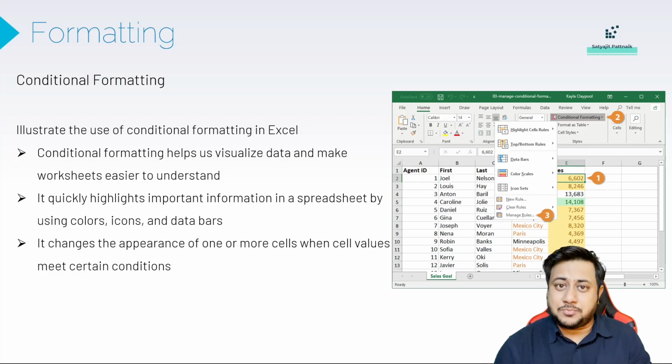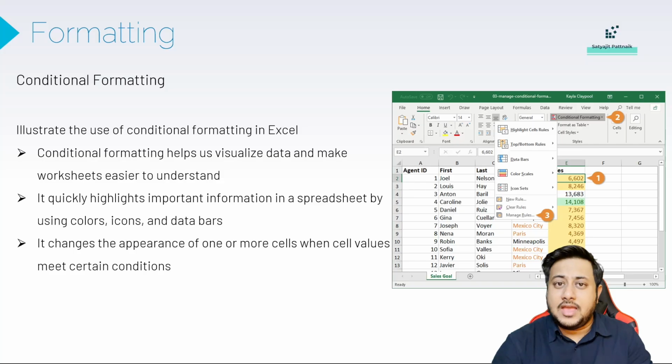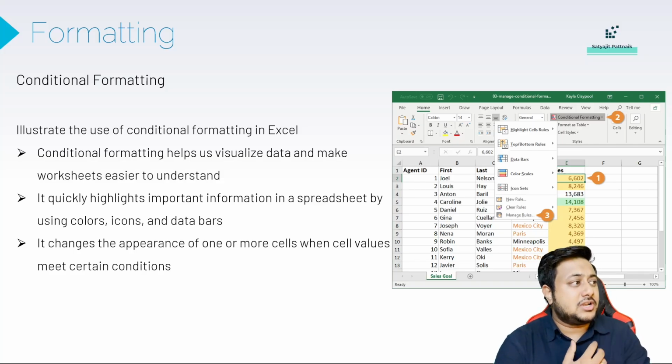Well, everything is possible. Can you give some gradient values? Can you give some bar values so that it will be evidently visible what's going on in that particular column? Everything is possible using conditional formatting. Now, conditional formatting is nothing but illustrate the use of conditional formatting in Excel.